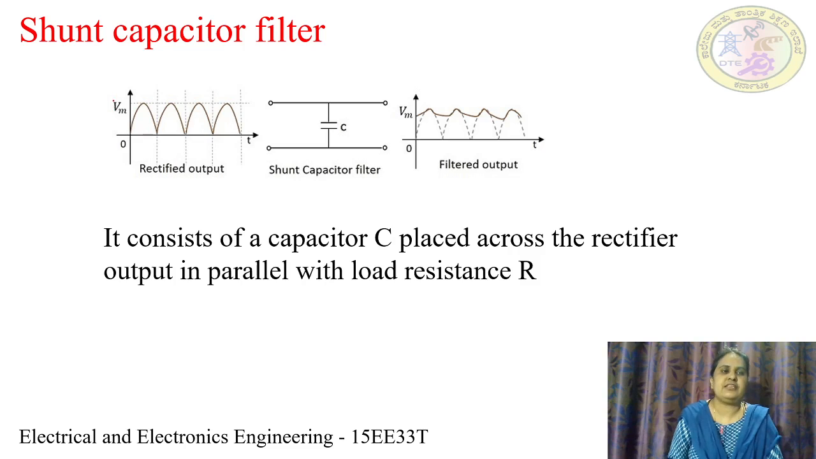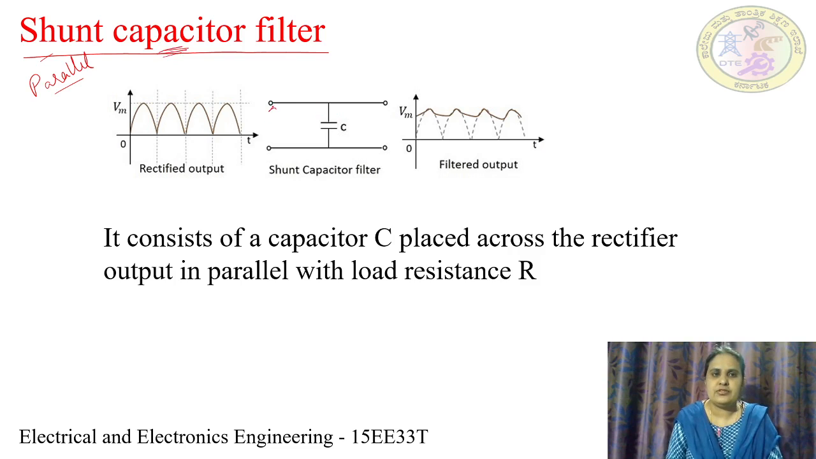The next filter is the shunt capacitor filter. As the name suggests, shunt means parallel. So in parallel we are using the filter element. The filter element here is a capacitor. Look at the circuit diagram. We have an input to the filter C, and here the load resistance is connected; the output is given to the load resistance.